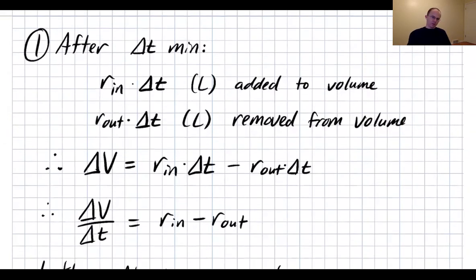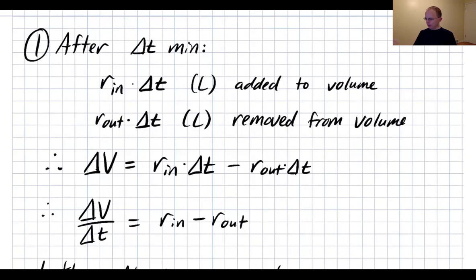So we're thinking about, first of all, V. Let's think about the volume. After delta t minutes, how much additional liquid is being added to the tank, and how much liquid is being removed from the tank? Well, we know that the rate coming in is R in, measured in liters per minute. So in order to get the amount, we multiply the liters per minute by some amount of time measured in minutes, and that will give us liters. So R in times delta t gives the amount of liters added to the tank after a small amount of time.